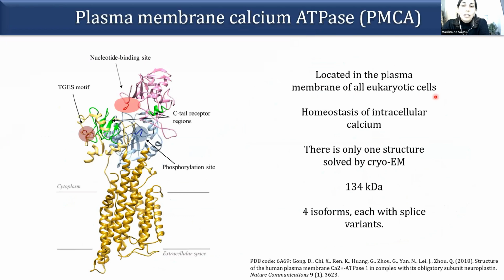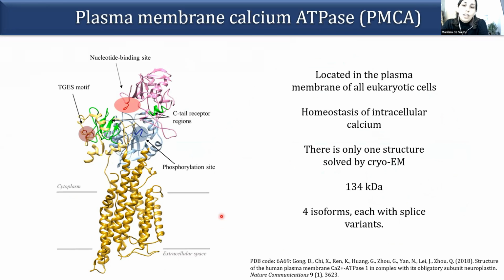PMCA is located in the plasma membrane of all eukaryotic cells. The isoforms 1 and 4 are ubiquitous, expressed in all human cells, and 2 and 3 are tissue-specific. PMCA function is to transport calcium out of the cell against its electrochemical gradient.